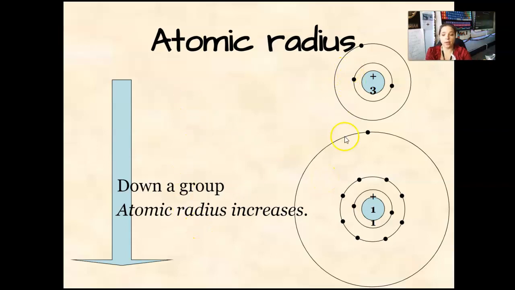So down a group, it gets bigger and bigger and bigger. I know they're not exactly to size, but this is the best I could do. You have 2 shells right here, and then you have the third one. So it gets bigger as it goes down.